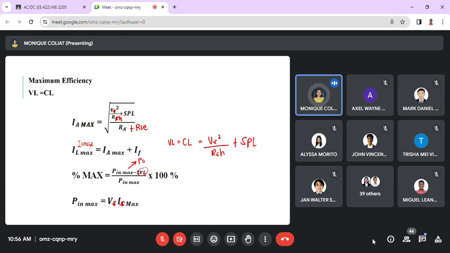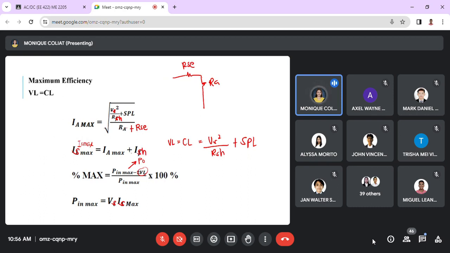If there is a series resistance with RA, say for example, long shunt auto. Diba ito si long shunt, RA tapos RSE. Then you will add RSE here because they are in series with RA. Okay? So after that, you will get IL max, or in motor that is IS max, which is IA max plus ISH or field current.